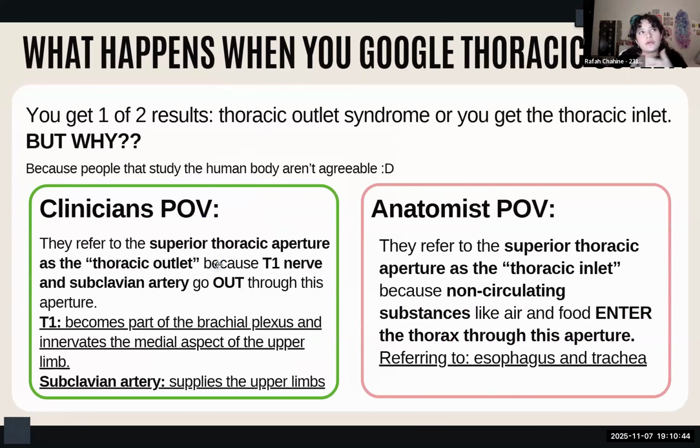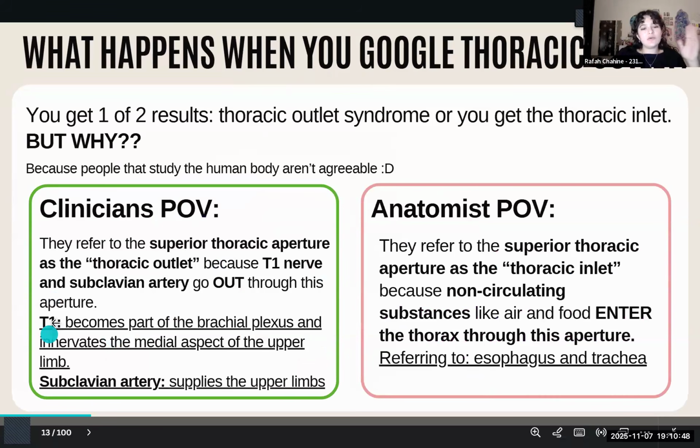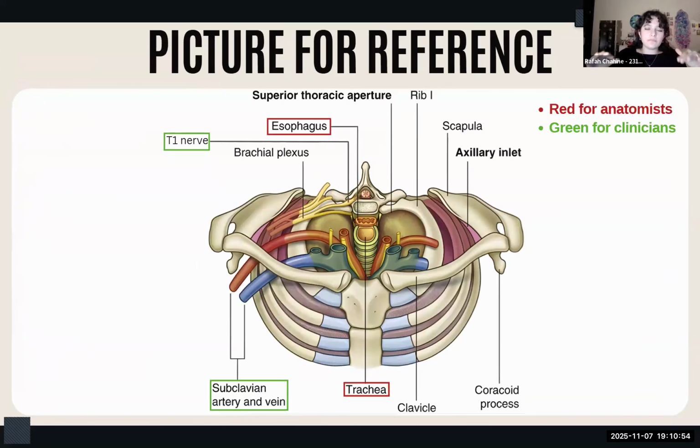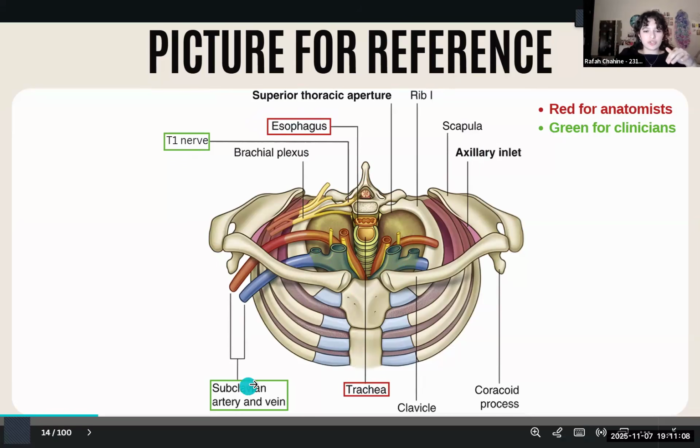Now, another structure that leaves the thorax is this T1 nerve, okay? T1 nerve is this one, and it comes out of the spinal cord at the level of the T1 vertebrae. It goes out of the spinal cord and it supplies this thing called the brachial plexus. You're going to take this later on in MSK, but for now, the brachial plexus is a collection of nerves that supplies your upper limbs, okay? And this is just a picture. It shows you red for anatomists and green for clinicians.